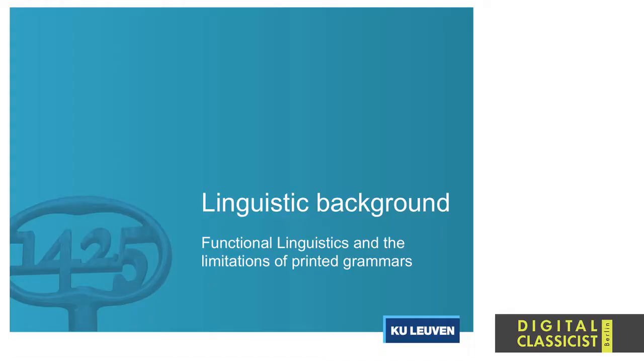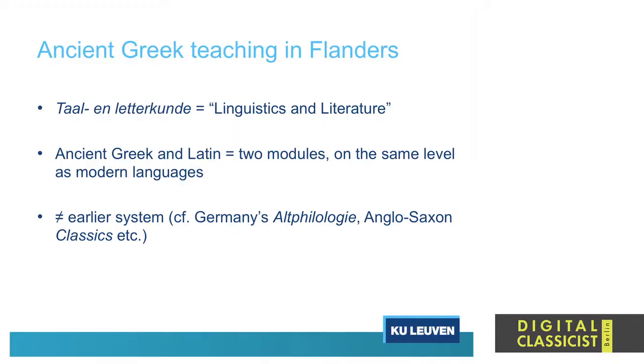Before explaining what a dynamic grammar actually is, I would like to talk about the institutional background and the scientific reasons why we decided to create a new Greek grammar. About 10 years ago, at all Flemish universities, language education was merged into one single degree. There was no longer a classics degree, but students could choose to combine Latin or ancient Greek with a modern language. As a consequence, students of ancient Greek also had a number of general linguistics courses. This contrasts with the German system of Altphilologie or the Anglo-Saxon system of classics. So we needed to find a new way of incorporating linguistics in Greek language education.